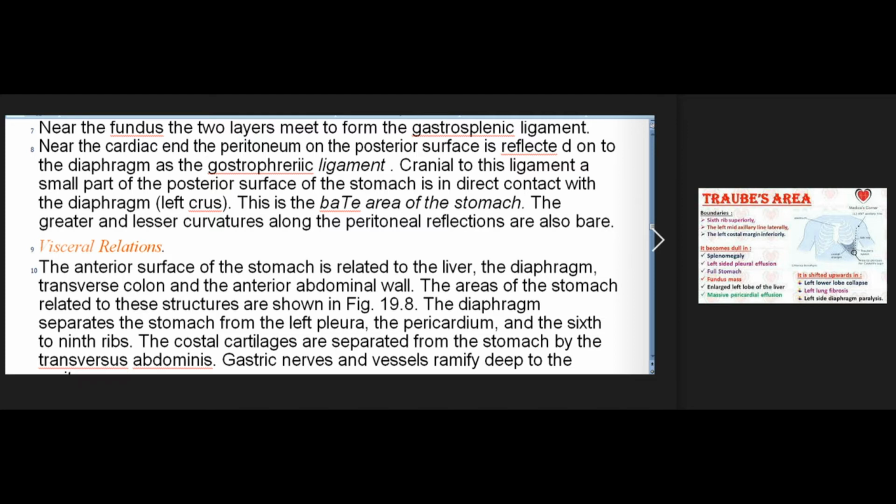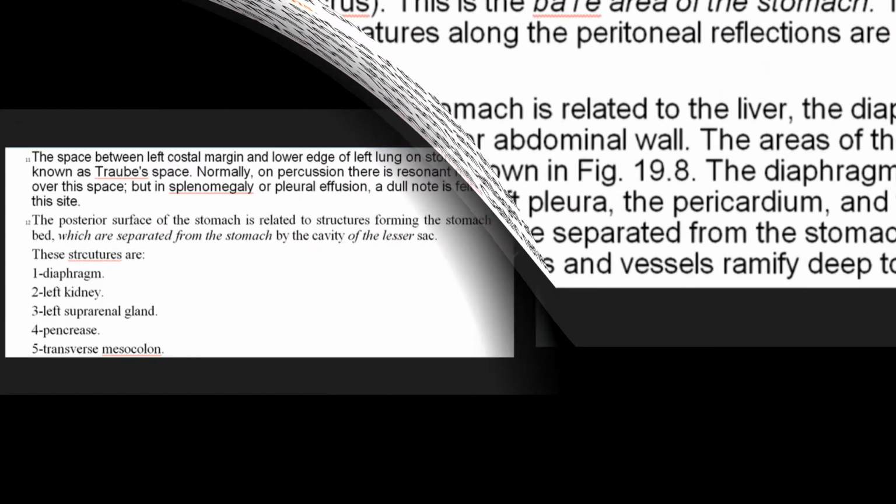9. Visceral relations. 10. The anterior surface of the stomach is related to the liver, the diaphragm, transverse colon, and the anterior abdominal wall. The areas of the stomach related to these structures are shown in Fig 19.8. The diaphragm separates the stomach from the left pleura, the pericardium, and the 6th to 9th ribs. The costal cartilages are separated from the stomach by the transversus abdominis.